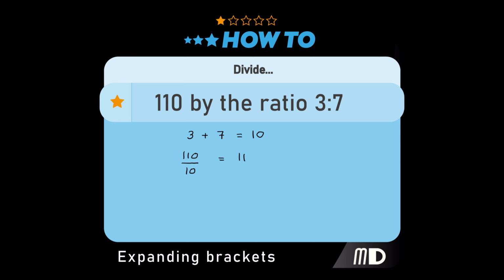Finally, to finish answering this question, we need to multiply 11 by each of the digits in the ratio. 11 multiplied by 3 is equal to 33. And 11 multiplied by 7 is equal to 77. So the answer to the question is 33 and 77.